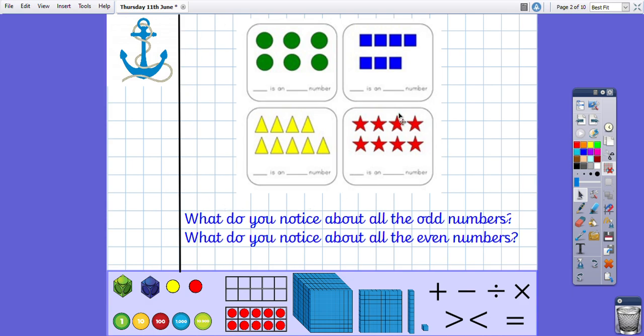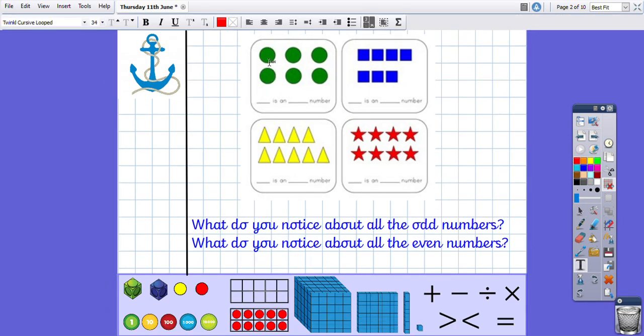So, your anchor, I want you to fill in the gaps for each of these patterns, okay? So, pause the video and then come back when you have done that. Ignore the bottom bit for now, we're going to do that together in a second. Okay, so you should have all done that now.